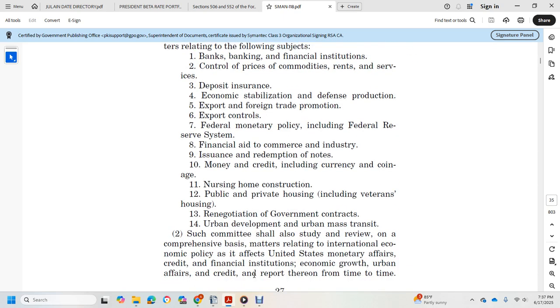Such committee shall also study and review, on a comprehensive basis, matters relating to international economic policy as it affects United States monetary affairs, credit, financial institutions, economic growth, and urban affairs generally, and report thereon from time to time.